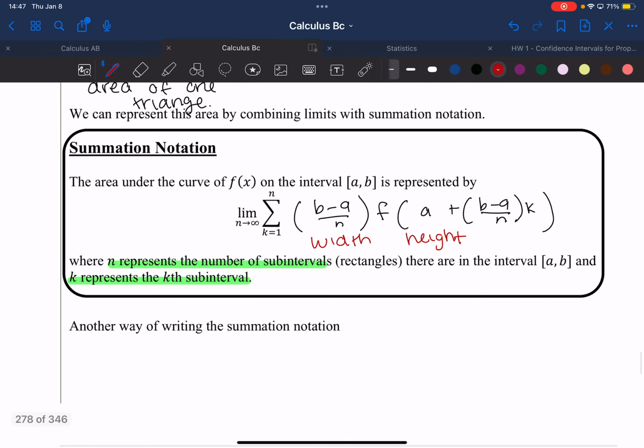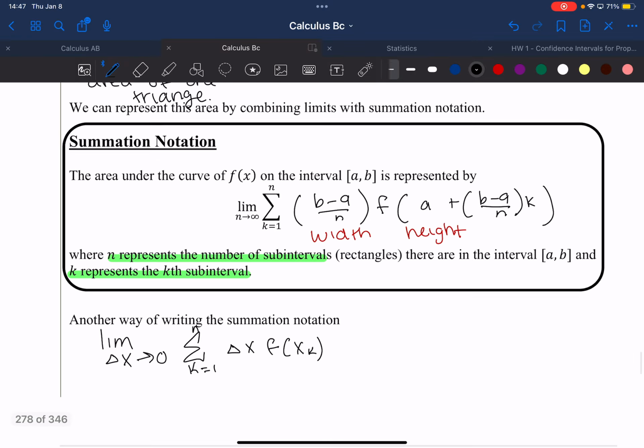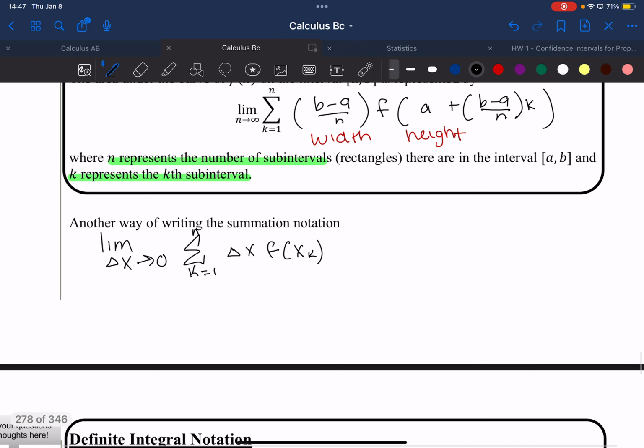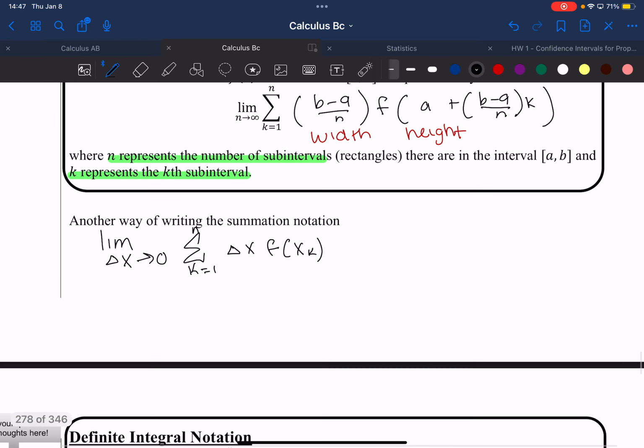Another way that you could write this to make it a little bit easier to read is the limit as the change in x approaches 0 of the summation of k equals 1 to n of the change in x times f of x sub k. However, you would just have to remember the equation for the change in x, the width. You'd have to remember that it's the interval subtracting, so b minus a divided by n.